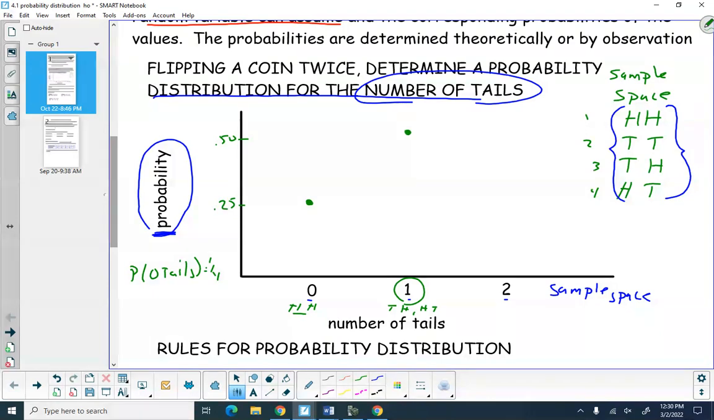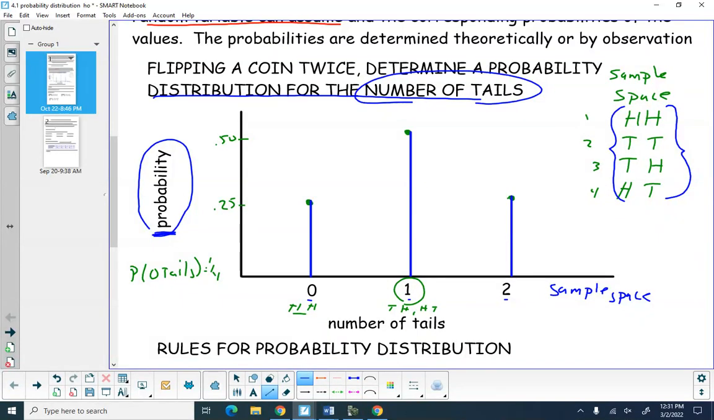And then 2 tails, of my scenarios there, I have 1 of them with 2 tails. So I'm still 1 out of 4, which is 0.25 again. So it looks like ordered pairs. To complete our probability distribution, all we do is draw a vertical line down to the sample space, or the x-axis. And this would be a probability distribution. You can think of this once again as sample space. We have our sample space and our probability of sample space. We have 0 in our sample space, and the probability of that is 0.25.